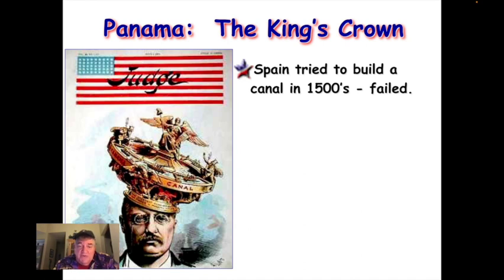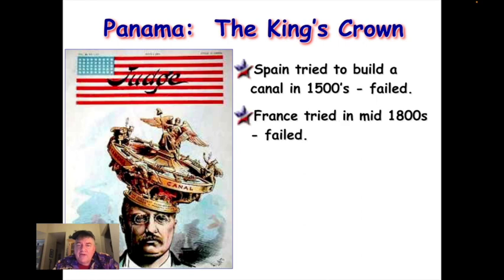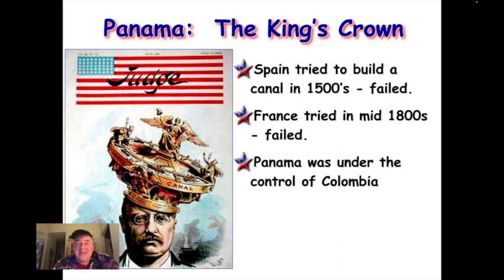There's Teddy Roosevelt there wearing his big, gigantic crown with the Panama Canal there. France tried it in the earlier 1800s. They couldn't do it. And so now we're going to do it. Here's the problem, though. Panama is under control of Colombia. Colombia is the first country there in South America connected to Panama.